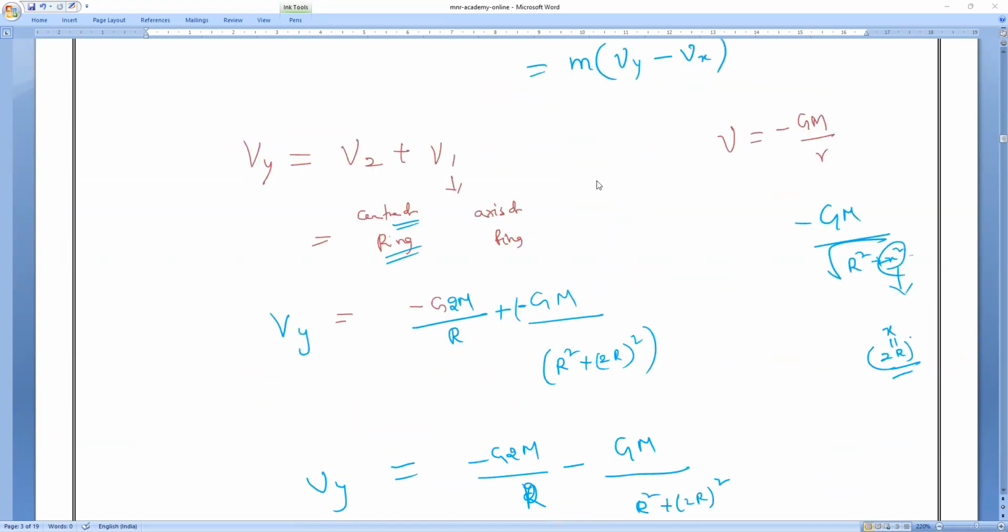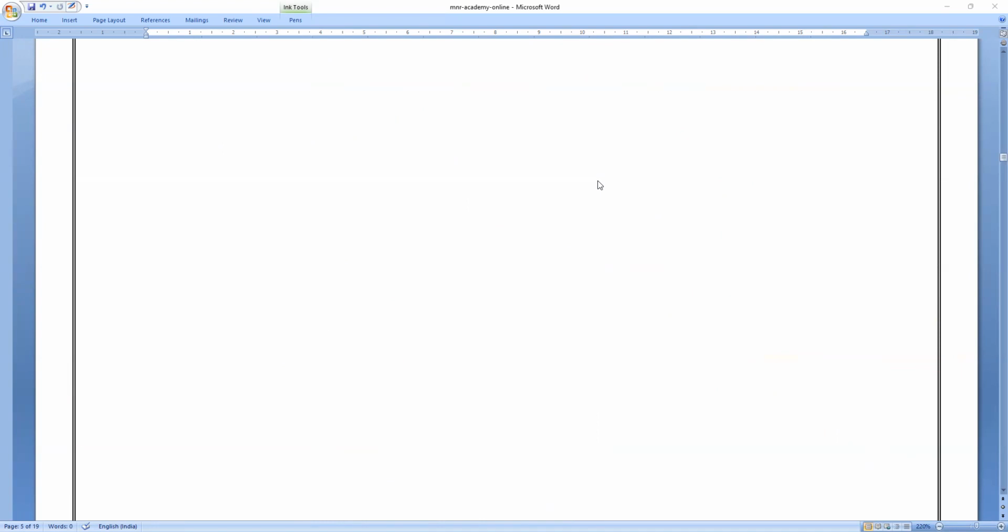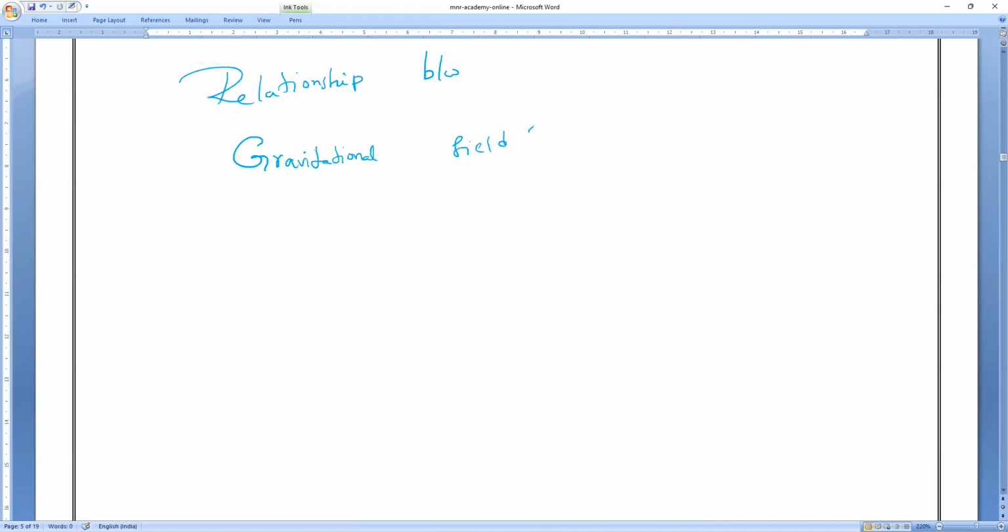So the next concept in gravitation, which is also very important for NEET and JEE, is the relationship between gravitational field and gravitational potential. So write it, everybody: relationship between gravitational field E and gravitational potential. What is the symbol of gravitational potential? V. Am I right or wrong?